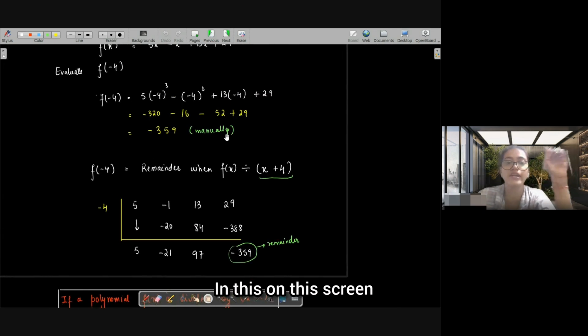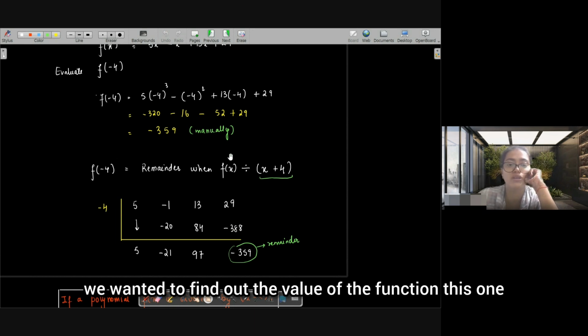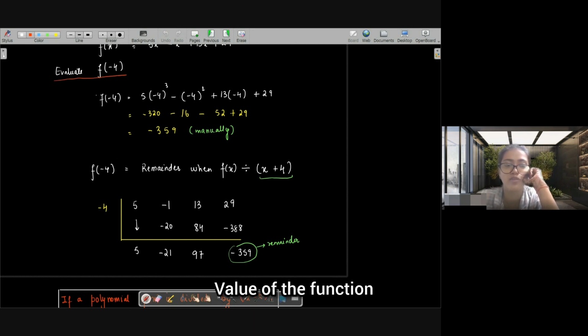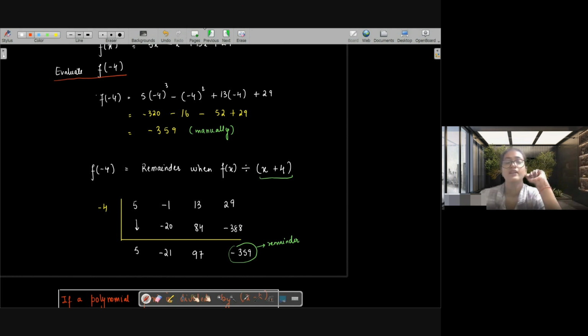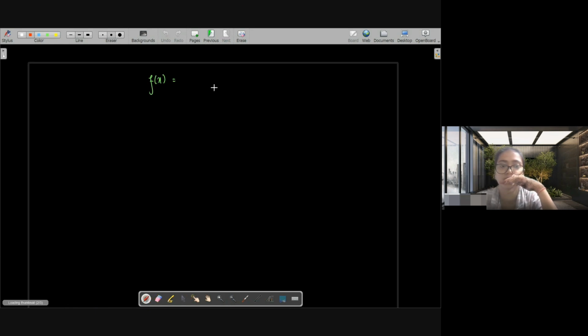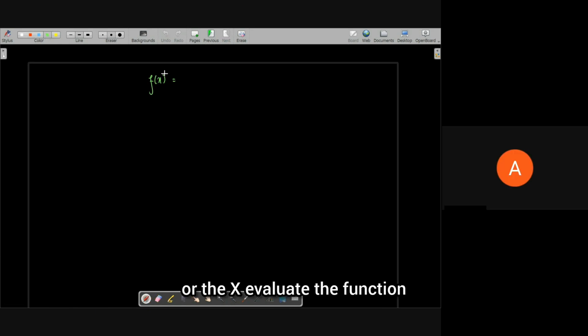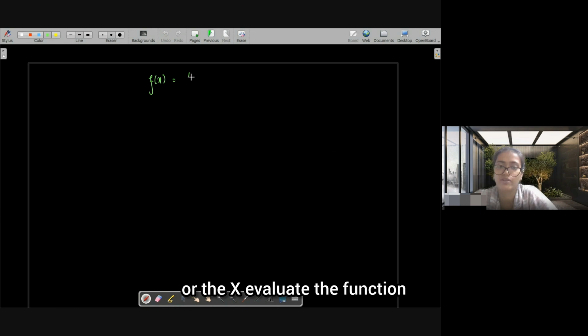on this screen, we wanted to find out the value of the function. So we found the remainder. Now, if you want to find out the remainder, then we will evaluate the function. Right? 4x squared minus 10x minus 21.